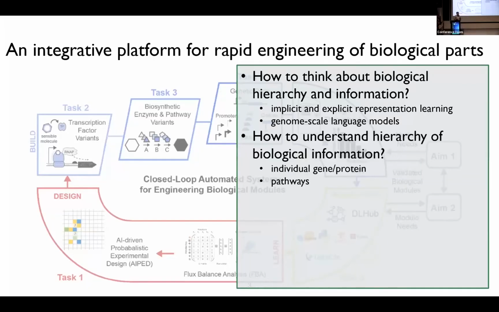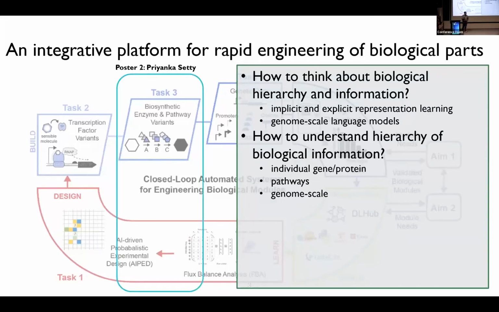Okay. The second part of my talk is going to focus on how to understand this biological information, in the context of designing genes or proteins, and then looking at pathways. If you're interested in pathways, I'd highly recommend you talk to Priyanka Shetty, who's presenting a poster today, where she'll talk about how we engineered a biological pathway using machine learning to do threonine production, and then extend that to the genome scale.